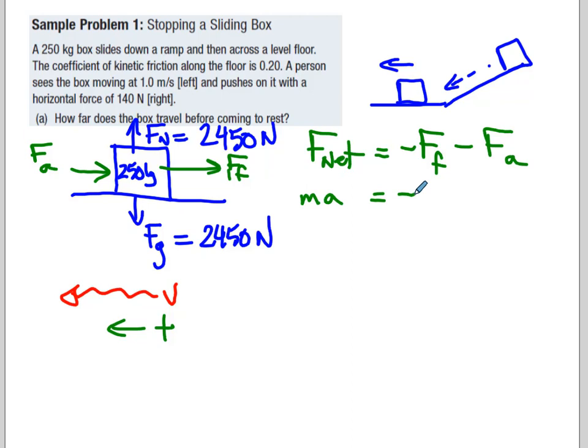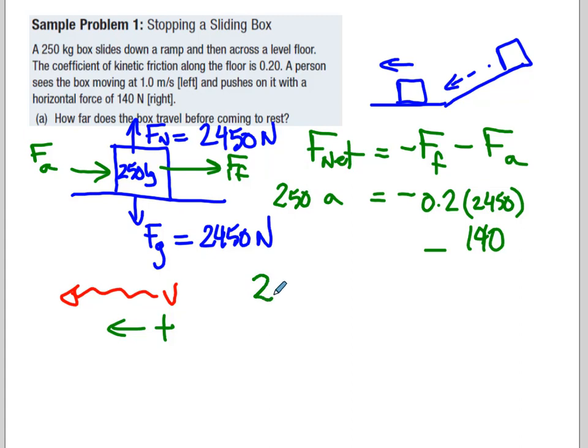Force of friction is going to be 0.2 times the normal force, which is 2,450, and we're also going to subtract the 140 newtons. Okay, that's the force of the applied force. Okay, and the mass here of this object is 250 kilograms. So we could even get rid of that m right now and save ourselves a line. So let's just get rid of that guy right there, and we'll put in 250.